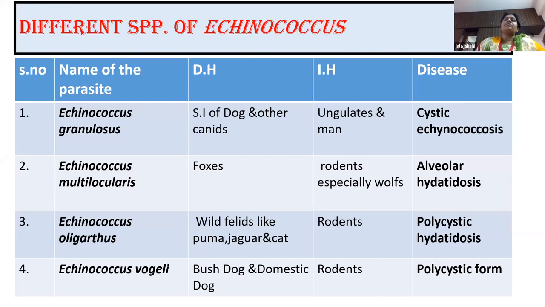This slide is showing the different species present under the genus Echinococcus. Mainly 4 species were found. Echinococcus granulosus is the first species, causing cystic echinococcosis in ungulates and man, with dogs and other canids acting as definitive host. Echinococcus multilocularis, the second species, causes alveolar echinococcosis, with foxes acting as definitive host and rodents as intermediate host. Echinococcus oligarthrus is causing polycystic hydatidosis, with wild felids acting as definitive host and rodents as intermediate host. Echinococcus vogeli also causes the polycystic form, in the domestic dog and bush dog.